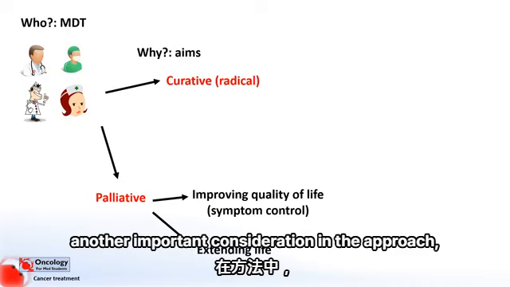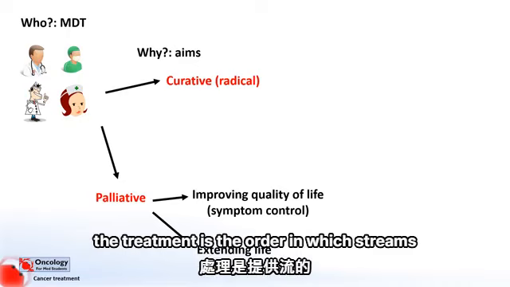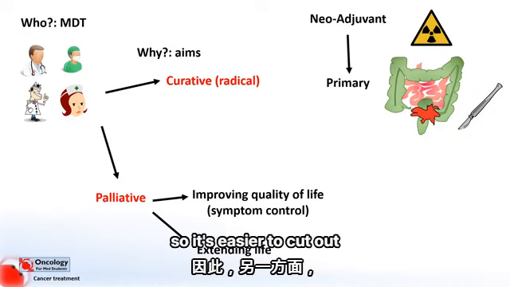Another important consideration in the approach to treatment is the order in which treatments are given. You'll commonly hear technical terms used to describe this. The terms usually describe when a treatment is given with reference to the main or the primary treatment. Neoadjuvant means before the main treatment. For instance, if you were to plan to cut a tumour out with surgery, you might want to give some radiotherapy or even chemotherapy beforehand to try and shrink the tumour down so it's easier to cut out.